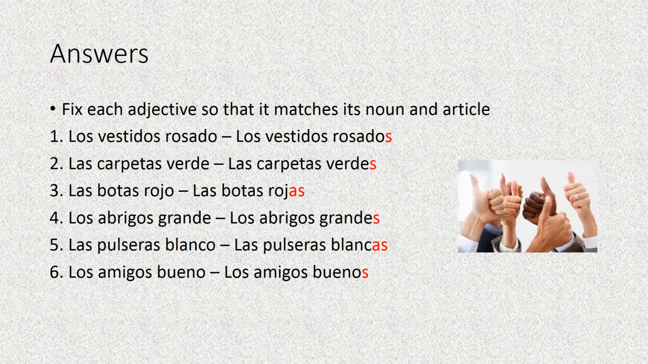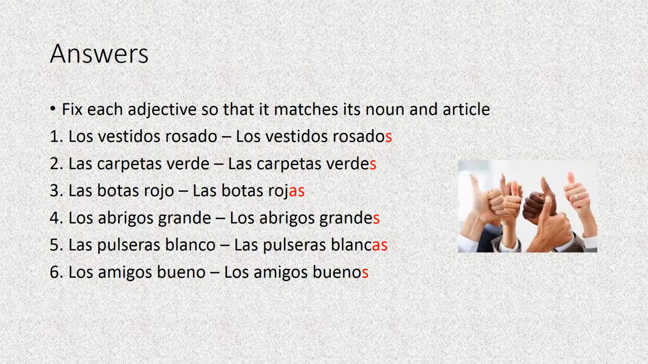Number 3, las botas rojo. Okay, so we got to do both steps. Since we've got las botas and it ends in an O, we got to change that O to an A, and then we add an S. Las botas rojas is correct. Number 4, los abrigos grande. We just need an S, grandes.